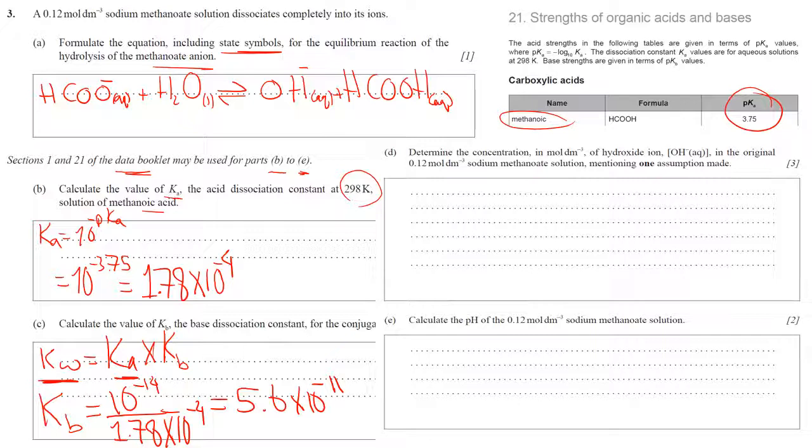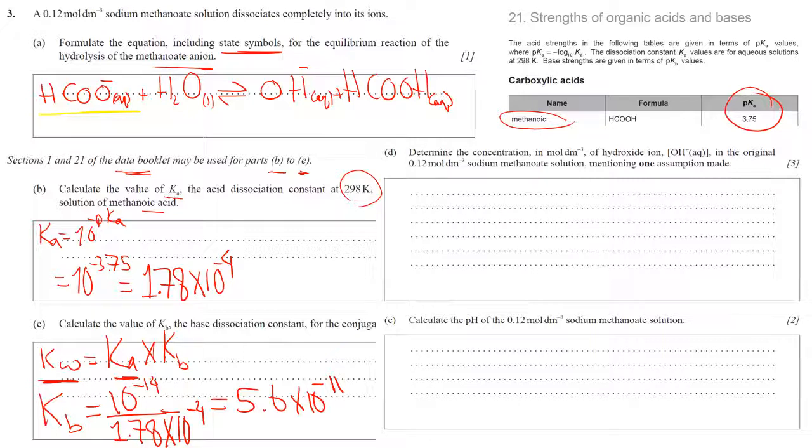Determine the concentration in mole per decimeter cube of hydroxide ion in the original 0.12 mole per decimeter cube sodium methanoate solution, mentioning one assumption made. Okay, let's return to the original equation we have. It's telling us that we have methanoate. I think it's always preferred to write it again.